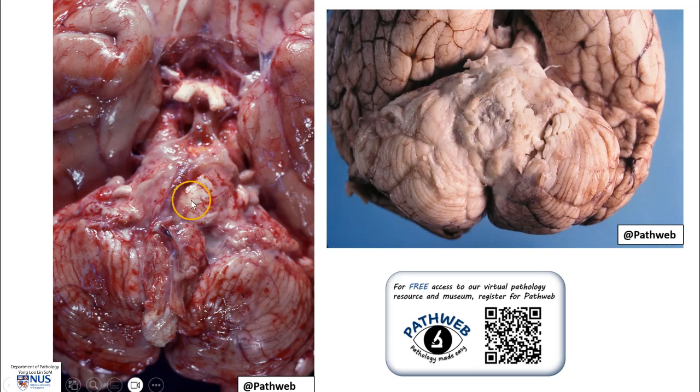Here again, we can see a fresher example with these yellowish gelatinous exudates at the base of the brain overlying the pons, and over here again, these yellowish pale thick exudates.